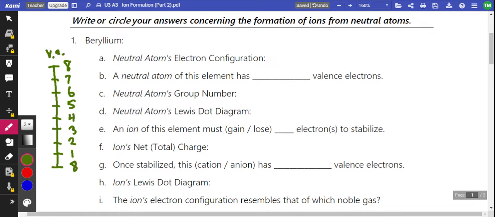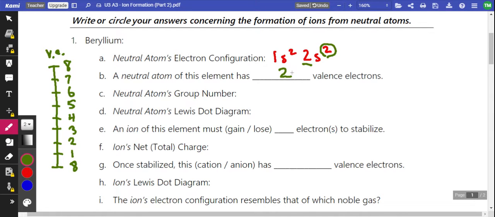Okay, so let's look at something like beryllium. All right, beryllium's neutral electron configuration is pretty small. It's pretty early in the periodic table. It's atomic number 4, so it should have 4 total electrons. It's in the second row, second column of the s block, so it should end in 2s2. So 1s2, 2s2 is its electron configuration. Okay, so the farthest out energy level is the second energy level. It has 2 valence electrons.